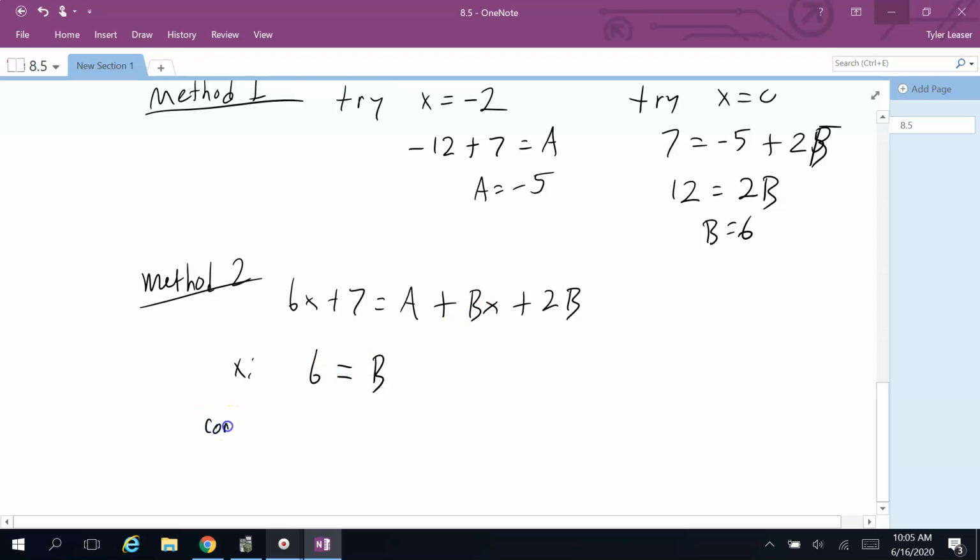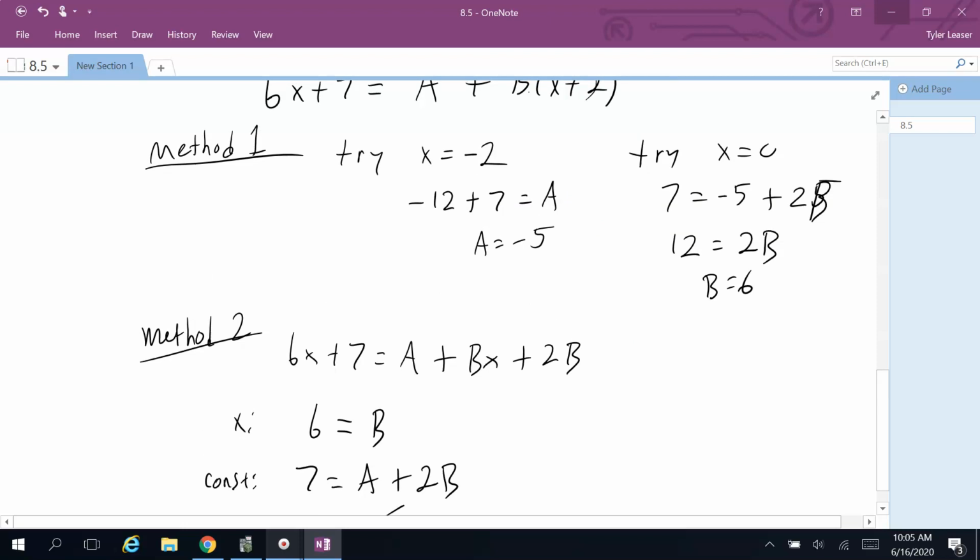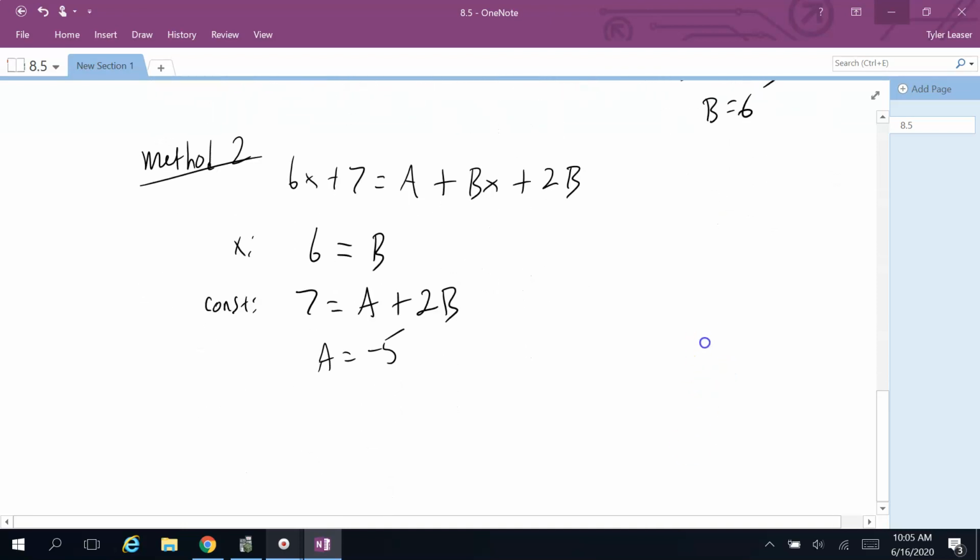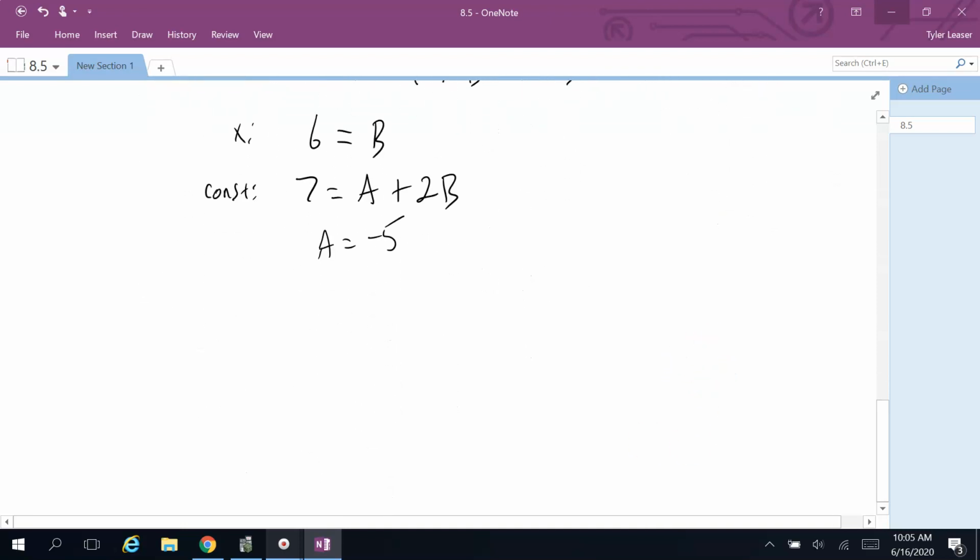We also have constant terms floating around. On the left-hand side, we have a 7. On the right-hand side, we have an a plus a 2b. But remember that the b is 6, so now it's 12. And when I subtract 12 over, I get -5. So we get the same two constants that we got with method 1. I don't care which method you use, the one that you think is easiest for the question. Like I said, sometimes ones are easier than the others.